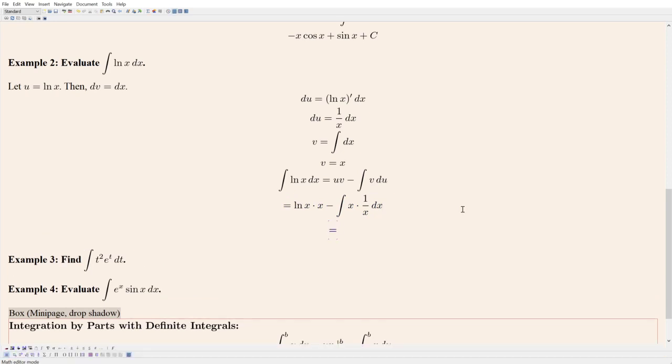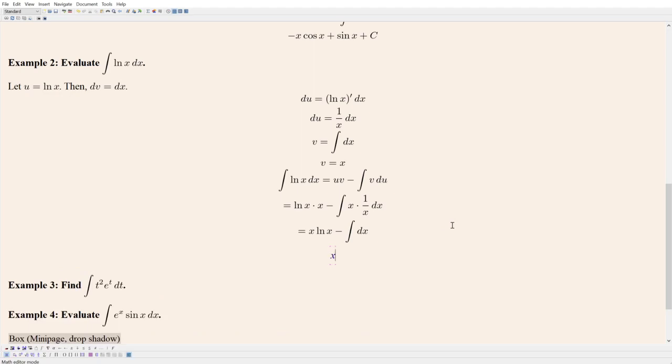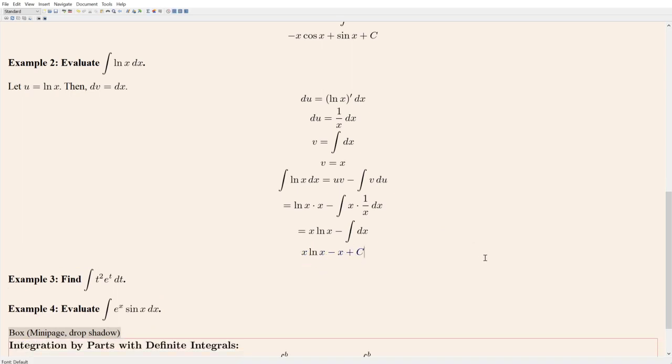Okay, let's simplify this. I would prefer to write this with the x out front so that there's no confusion about, is this the natural log of x squared? No, it's not. Minus integral. So x over x, those cancel. So we're just anti-differentiating the number 1. So we get x log x minus x. And there we go. That is it.